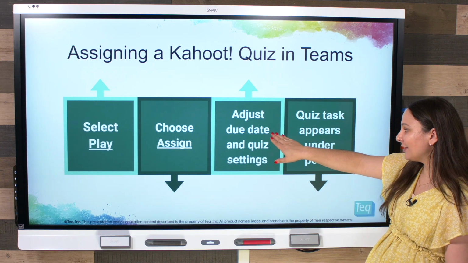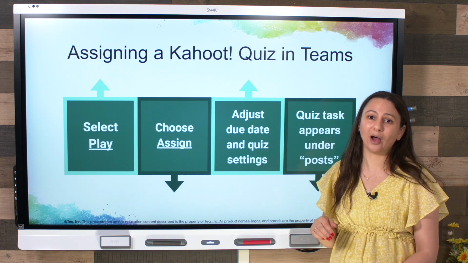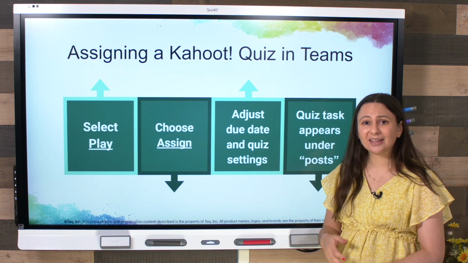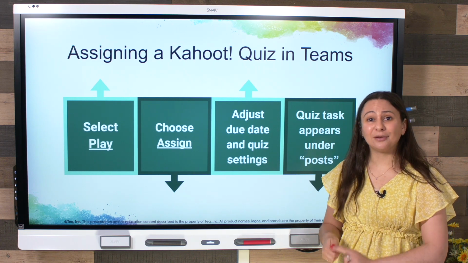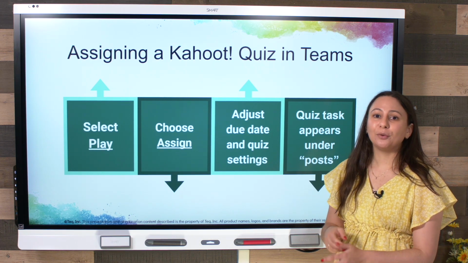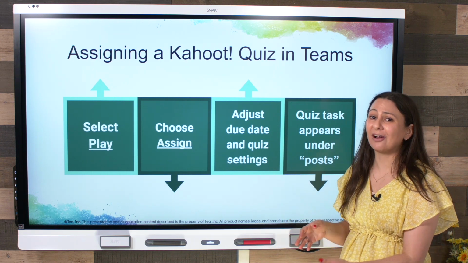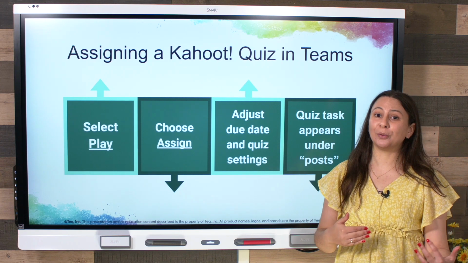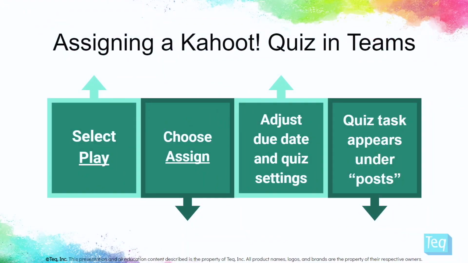Then the third thing we're going to do is adjust the due date and any quiz settings that we want. All of the same quiz settings that you would see on your Kahoot website, like having the random name generator, or if you want students to be able to do it multiple times, all of those options are available within the Kahoot app on Microsoft Teams as well. And finally, when you're ready to go, you're going to click Done.